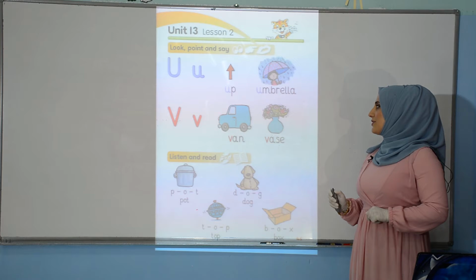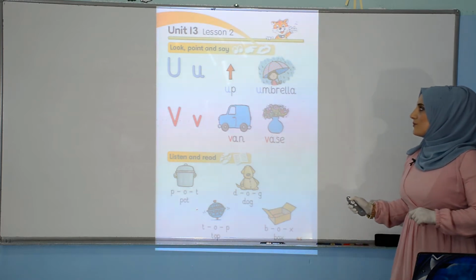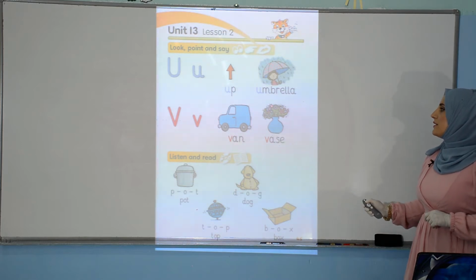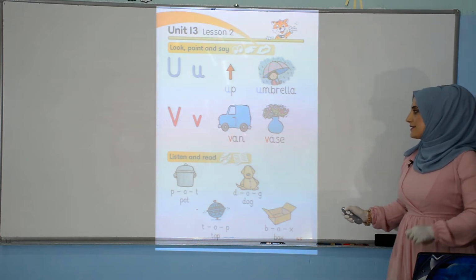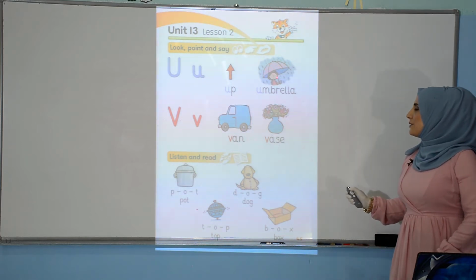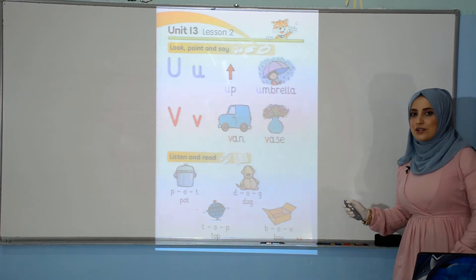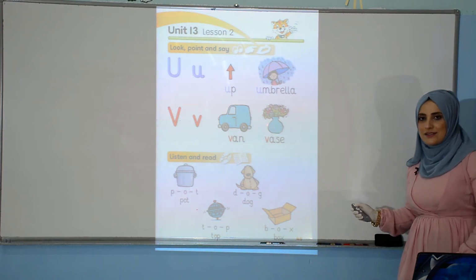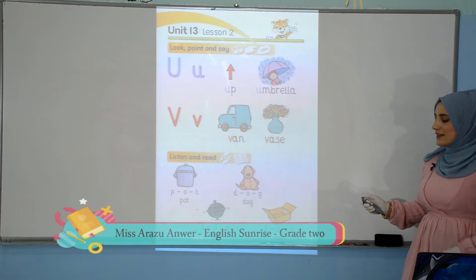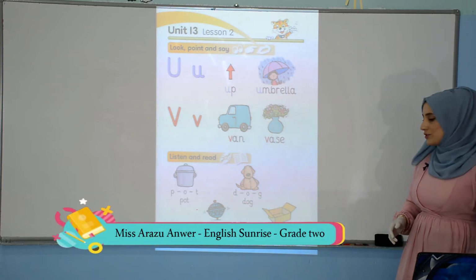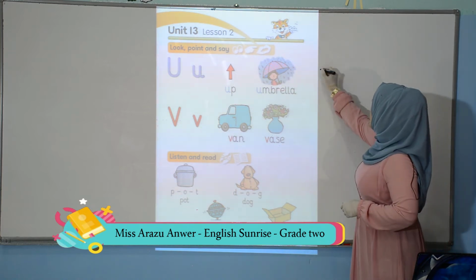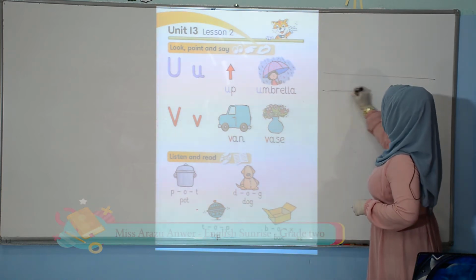Vase. Okay students, I ask you a question. What is this? It is up. And what is this? It's a van. What is this? It's an umbrella. And what is this? Very good. It's a vase.